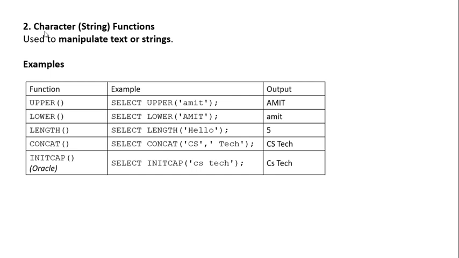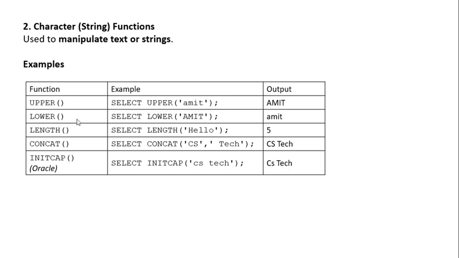Second, built-in functions are character and string functions, used to manipulate text or strings. First is the UPPER function, which writes text in capital letters: SELECT UPPER('Amit'); with the value inside single quotes and a semicolon. It converts the letters to uppercase.